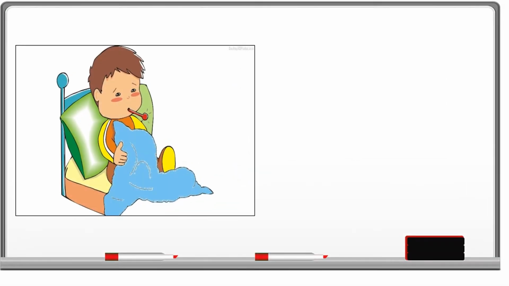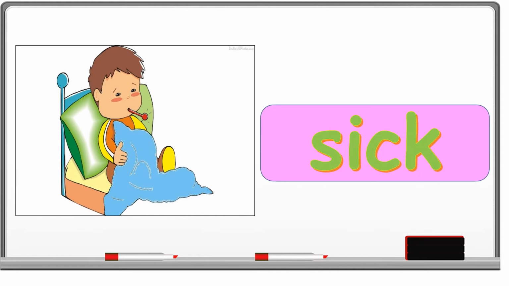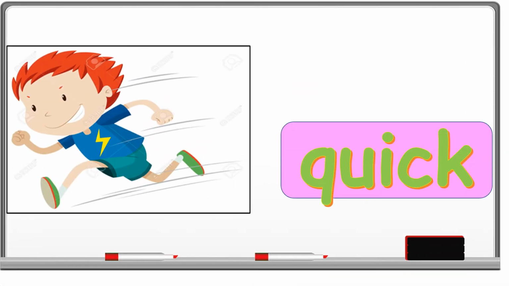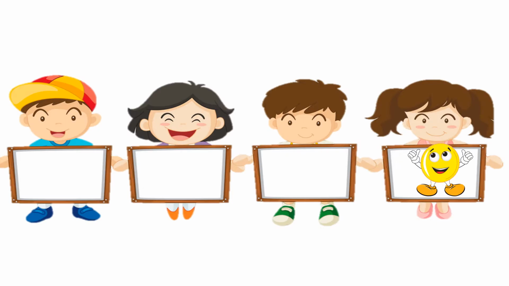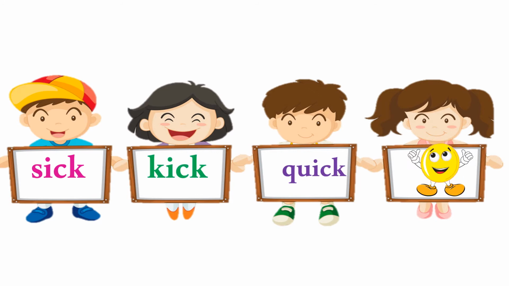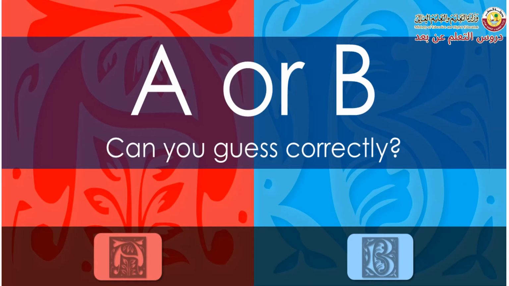Now, I want you to keep these words in your mind by following the strategy of learning by foot. Sick, quick, kick. Very good. So we have 3 words: sick, kick, quick. All these words have the same rhyme, ick, I-C-K. Now, let me test your understanding.